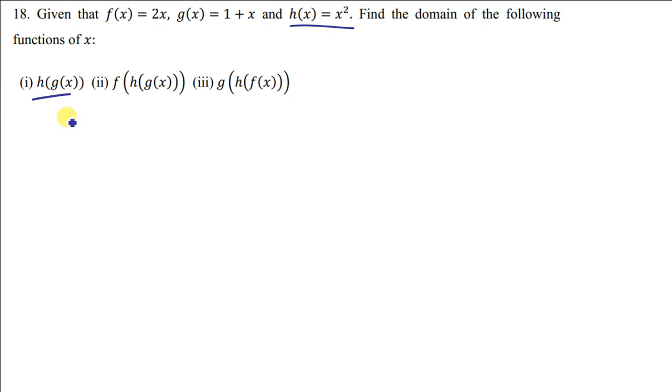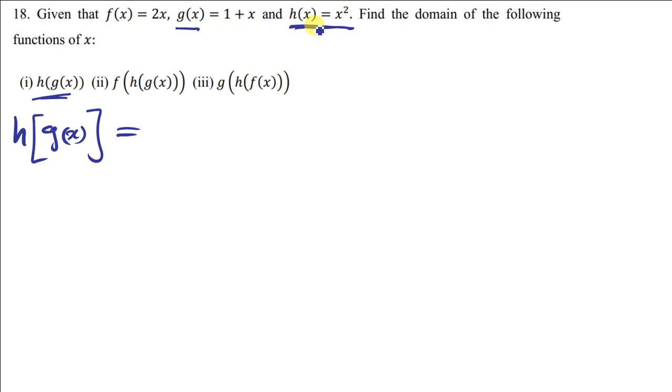This is what we have. We have f of x, and then let's find this one: h of g of x. H of g of x means that while there is x in h of x, we'll replace it with g of x. So this is what we're going to do.